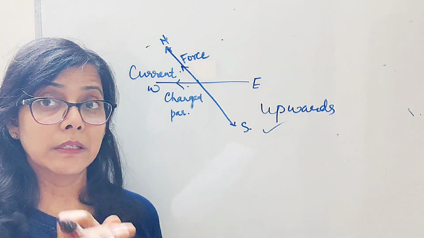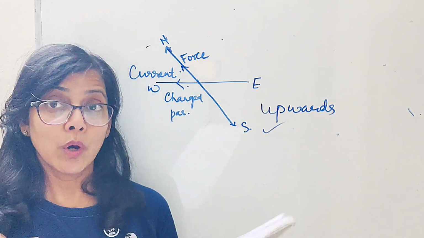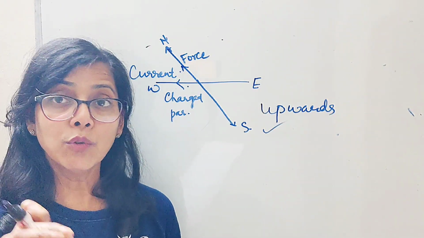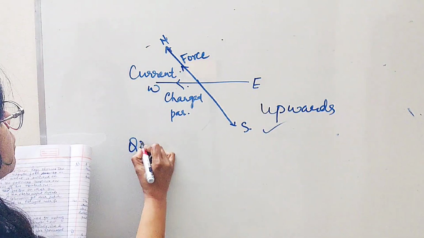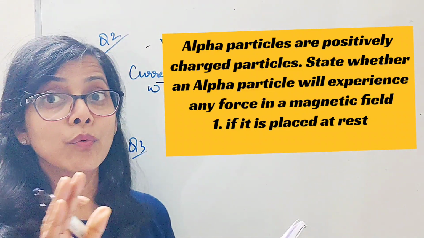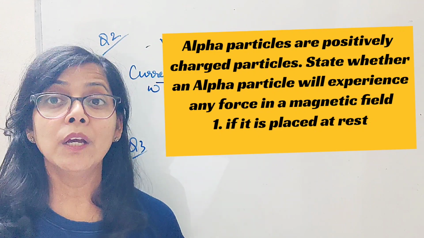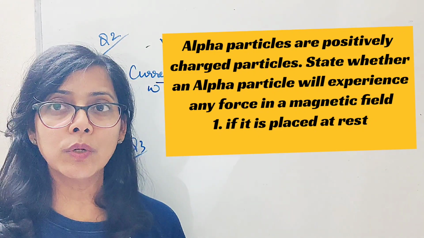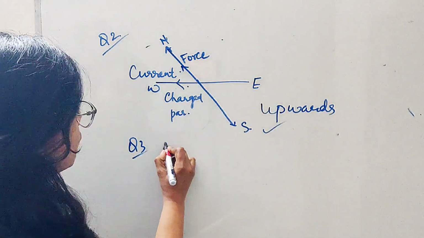अगर हम एक अल्फा पार्टिकल को किसी मैग्नेटिक फील्ड में रखेंगे और वो रेस्ट पे है, तो क्या उस पे कोई फोर्स लगेगी? तो you will write down here for question number 3, no force will be applied on it. अगर हमारा पार्टिकल रेस्ट पे है तो at rest कोई भी फोर्स नहीं काम करती if it is in a magnetic field. So in the first case force is 0.